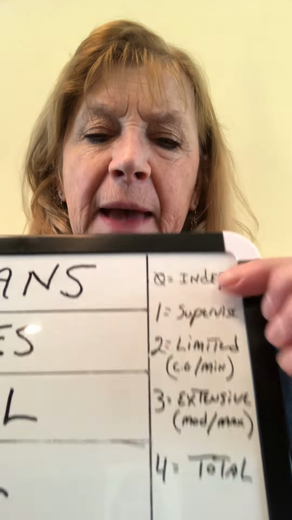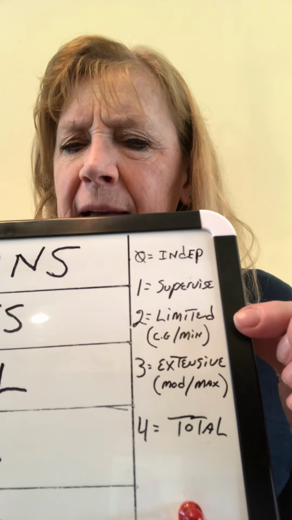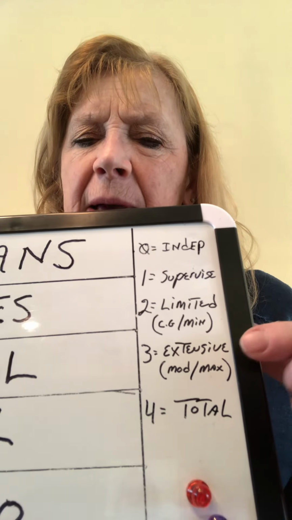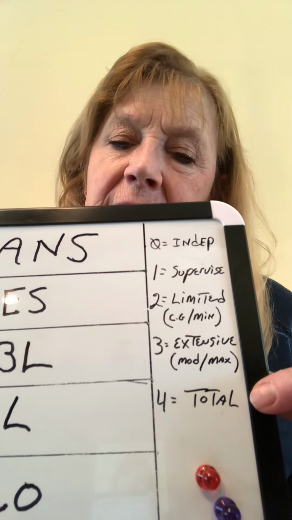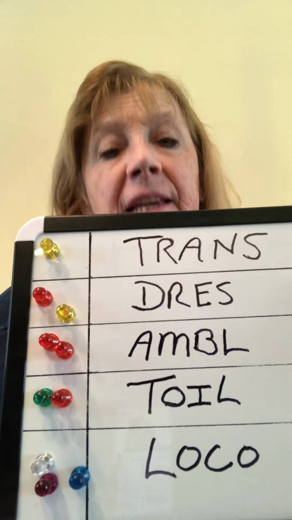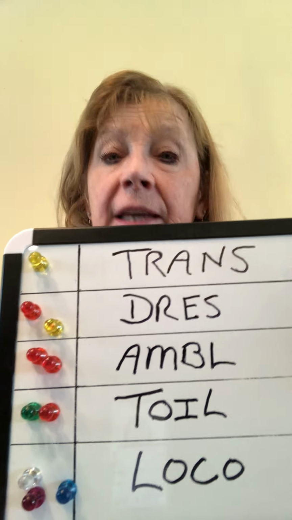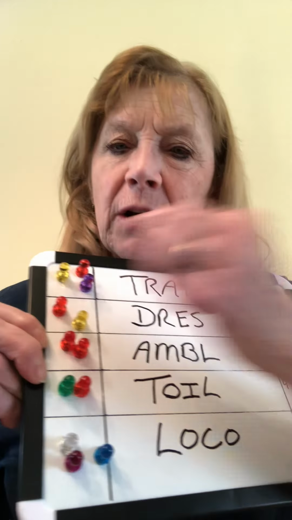So 0 magnets is going to be independent. 1 magnet means they're supervised. 2 magnets means they're limited assist. 3 magnets means they're an extensive assist. And 4 magnets means they're a total assist. So the greater number of magnets on this side, the more amount of care the patient is going to qualify for. So let's take a couple of these and we'll put them back over here.